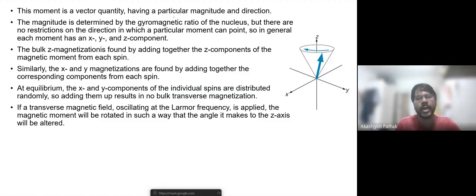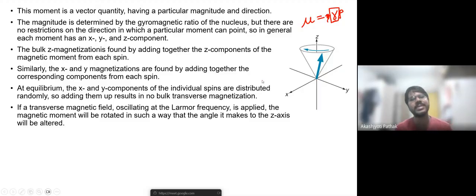Okay, so the moment is a vector quantity having a particular magnitude and direction. The magnitude is determined by the gyromagnetic ratio of the nucleus, right? So the magnetic moment mu will be equal to what? Mu is equal to gamma p. So whether the magnetic moment and the angular momentum are oriented in the same direction or different directions will depend on the sign of the gyromagnetic ratio. But there is no restriction on the direction in which a particular moment can point.